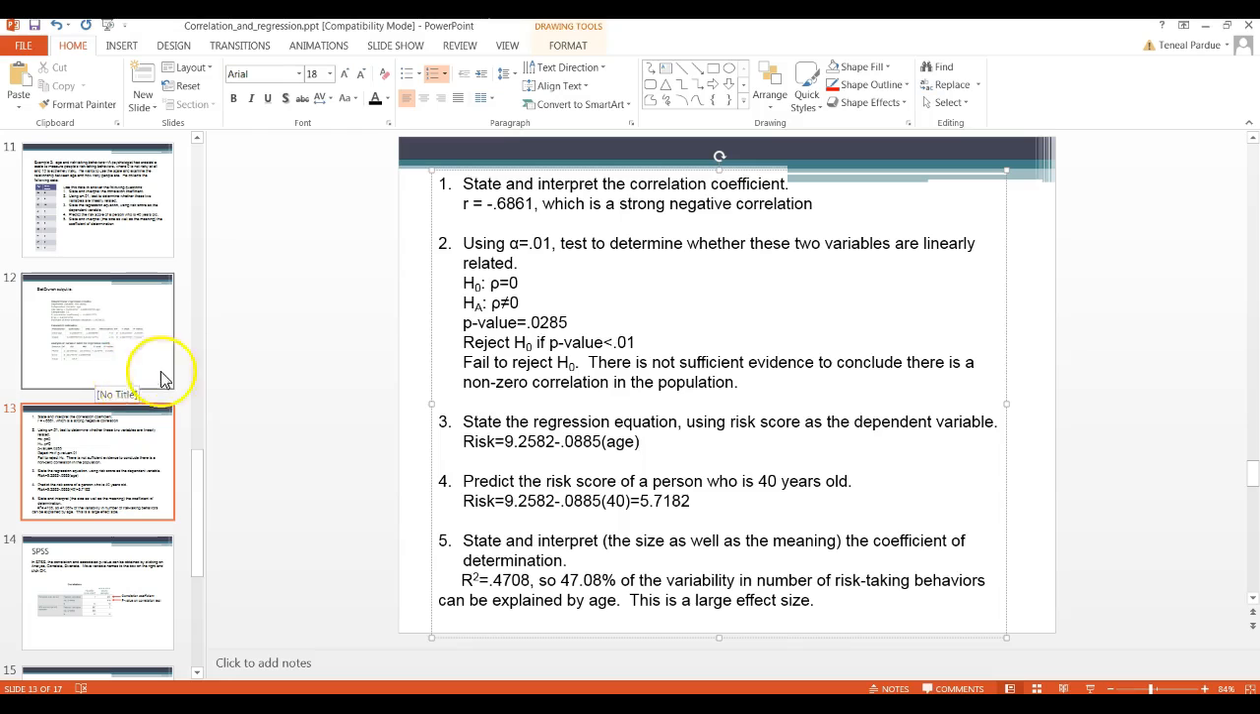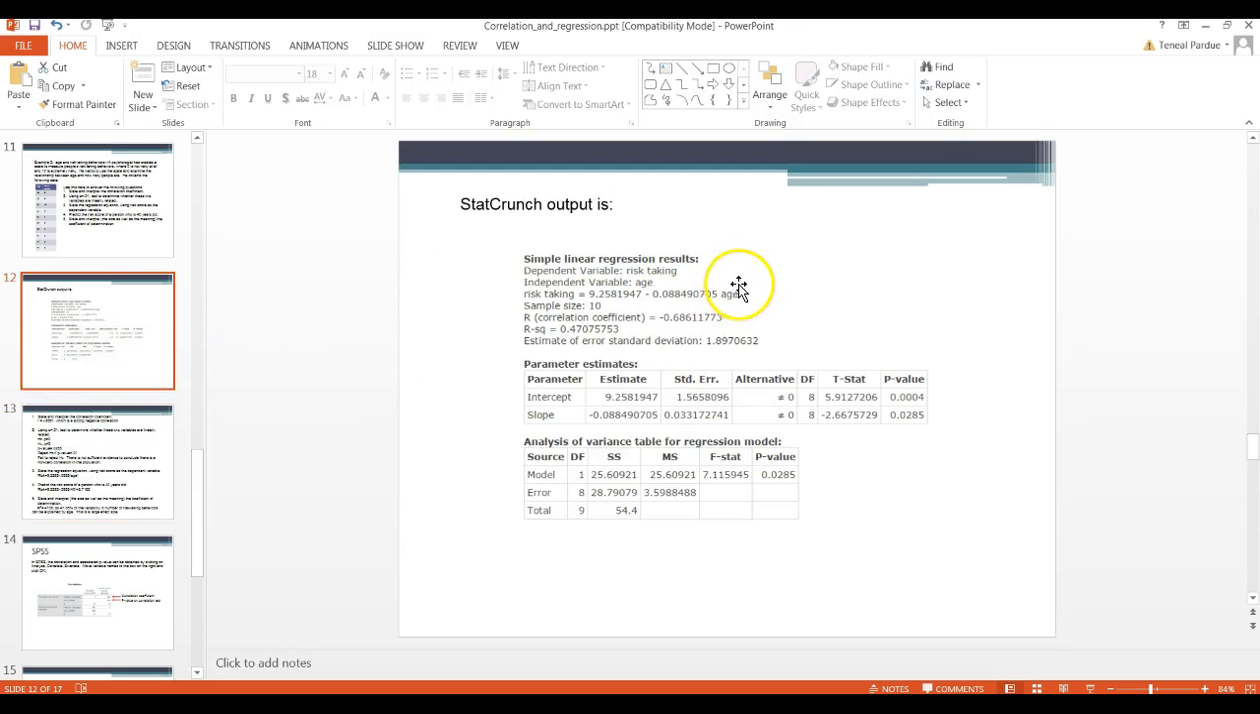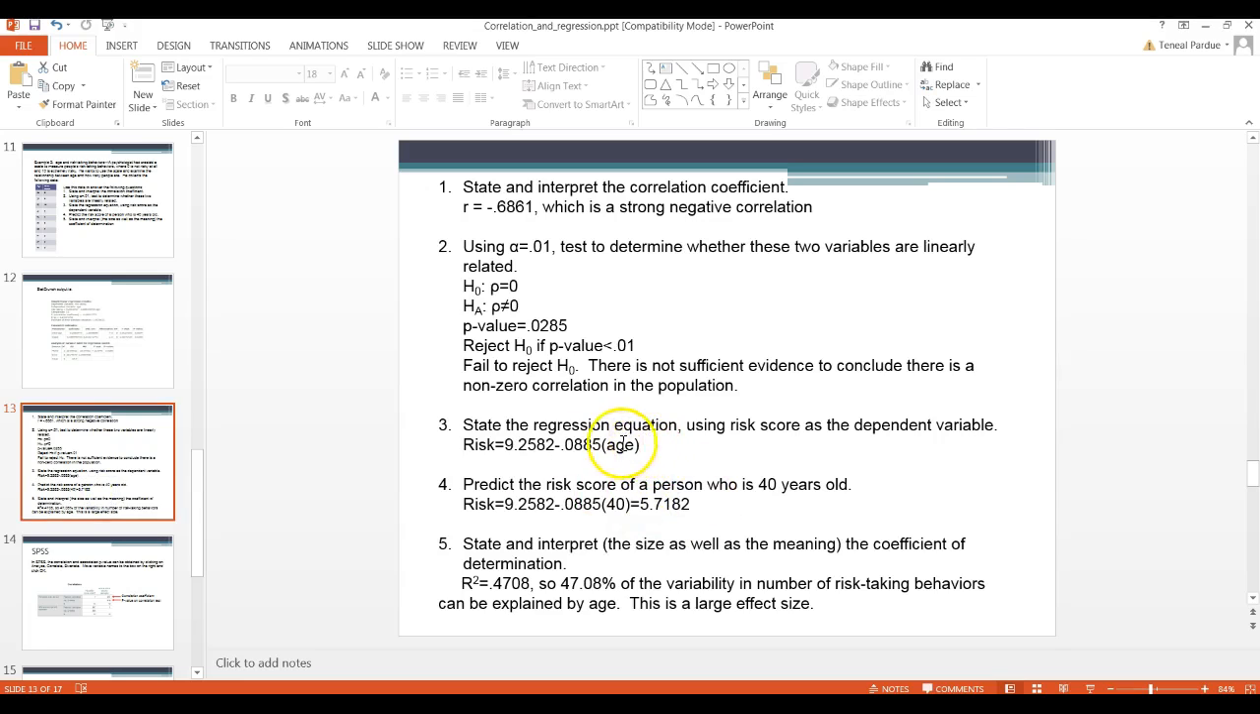Alright, part 3 says state the regression equation. We've got our regression equation over here. We just have to copy it down. That's it. Predict the risk score of a person who's 40 years old. So we just take this equation, plug 40 into it, and that gives us the predicted score.